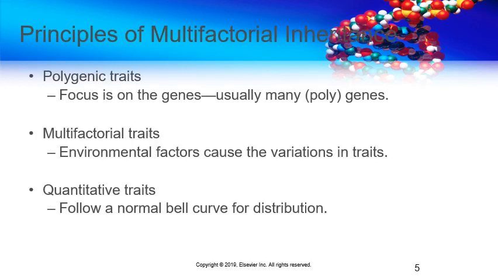All right, now, so when you think about multifactorial inheritance, you have your polygenic traits. Polygenic are the effects of multiple genes that cause the variations in the traits. Multifactorial traits are environmental factors that cause various traits. And then quantitative traits are traits that follow that normal bell curve. And these are measured on the continuous normal numeric scale. And again, they follow that normal bell curve. That'll come into play in just a second.